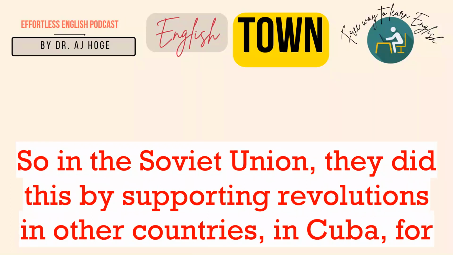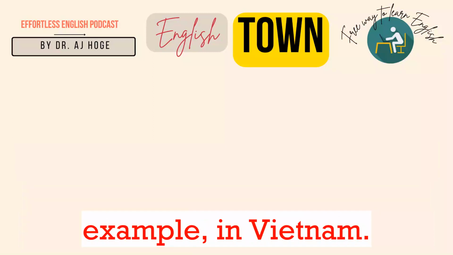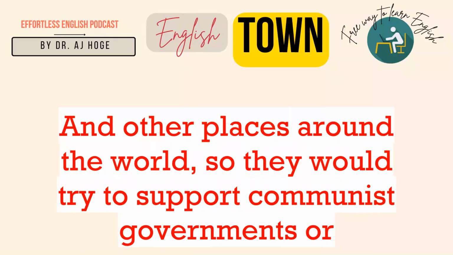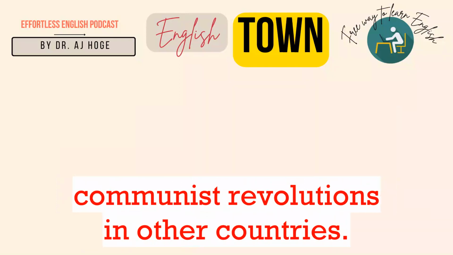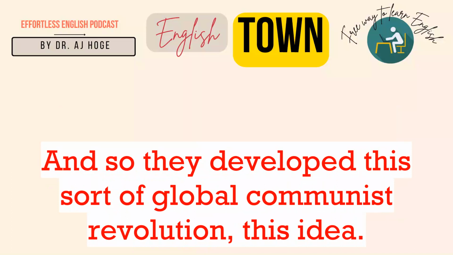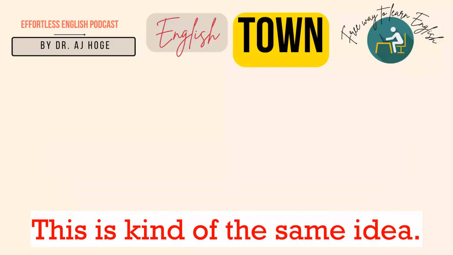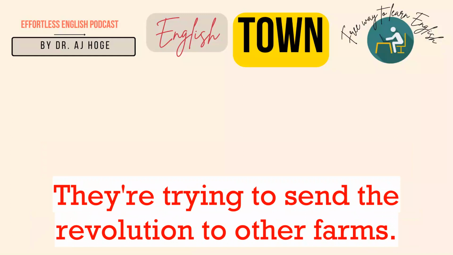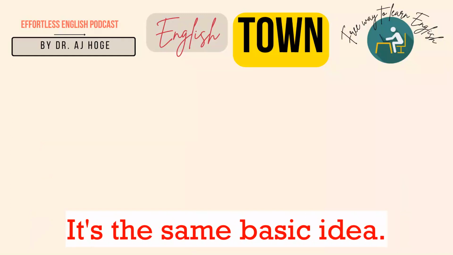So in the Soviet Union, they did this by supporting revolutions in other countries. In Cuba, for example. In Vietnam. And other places around the world. So they would try to support communist governments or communist revolutions in other countries. And so they developed this idea of a global communist revolution. And this is what the animals are doing, right? It's the same basic idea. They're trying to send the revolution to other farms.